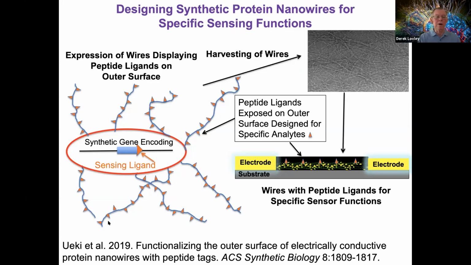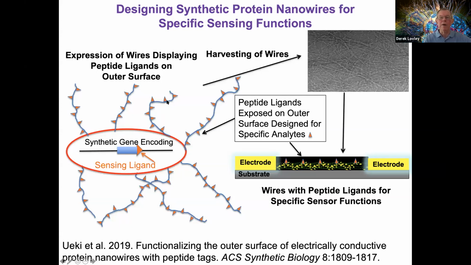And the reason you would want to do that is it can improve sensing. So here's a strategy. You just take a normal pilin gene, add a little bit of extra encoding on for the carboxyl end of the pilin monomer to add that peptide ligand that you would like. And it's well established in the literature that you can design short peptides of, say, 5 to 10 amino acids that will specifically bind a wide diversity of analytes. So we make that synthetic gene, we put it in, we first did it in Geobacter, we can now do it in E. coli.